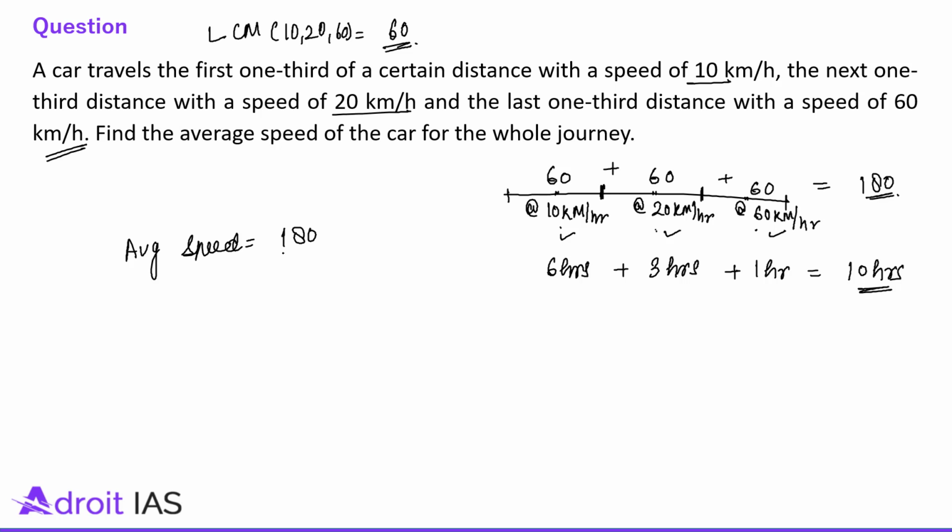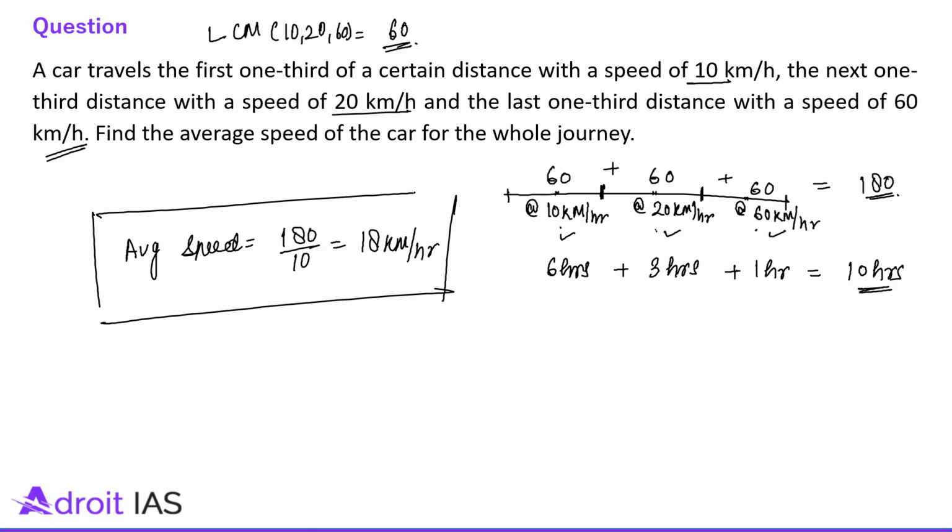So total distance covered is 180, total time taken is 10 hours. So this is 18 kilometers per hour, right? Okay, so everyone, the correct answer is 18 kilometers per hour. This is the smart approach to solve these kinds of questions.